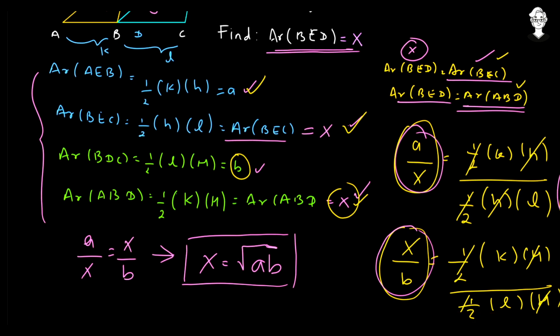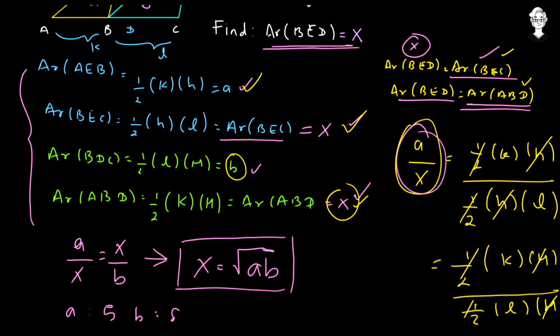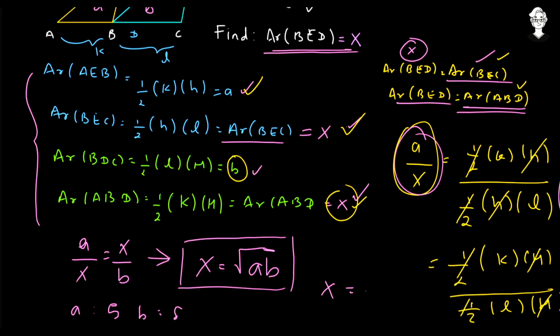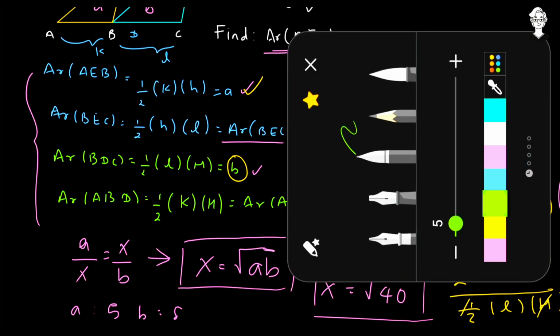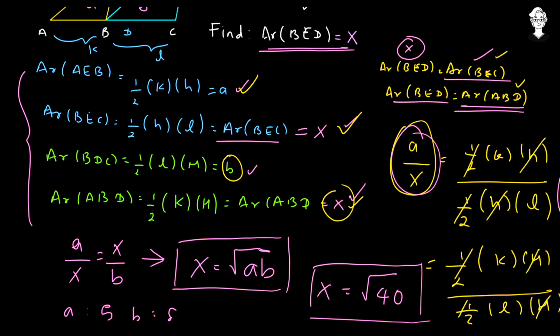So in this particular question, we had a equal to 5 and b equal to 8. So x is equal to the square root of 5 into 8, that's 40. So x is equal to the square root of 40, which is the answer to this particular question. So this was my method to solve this particular question.